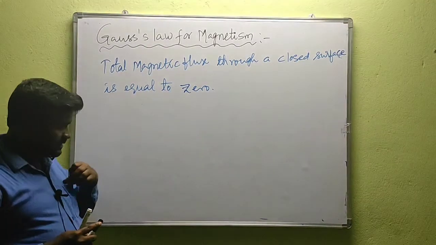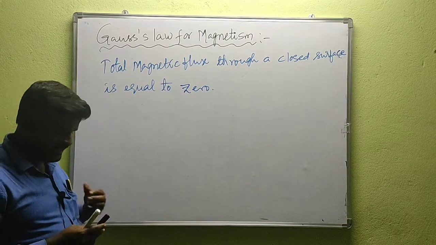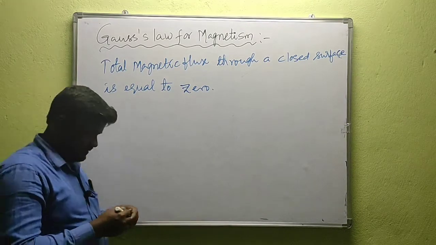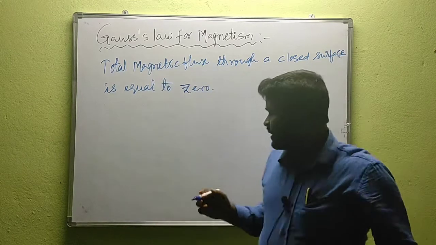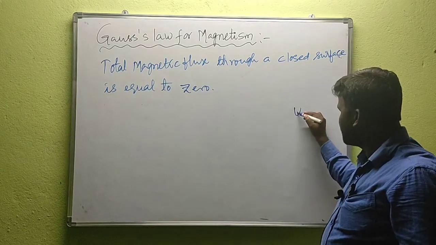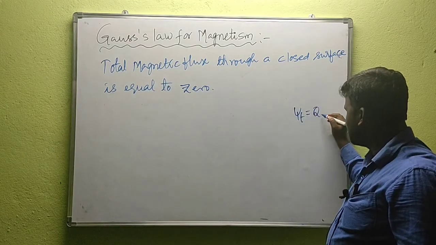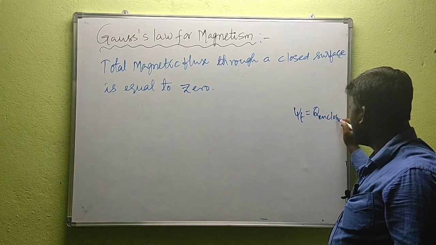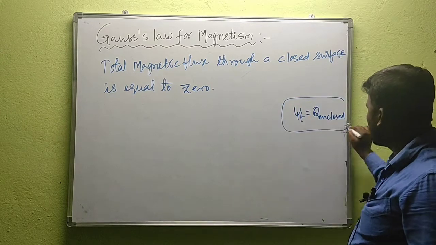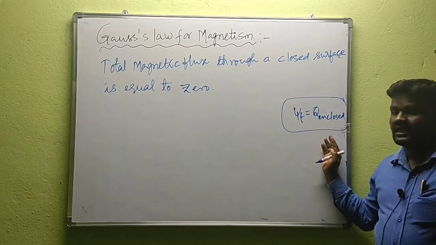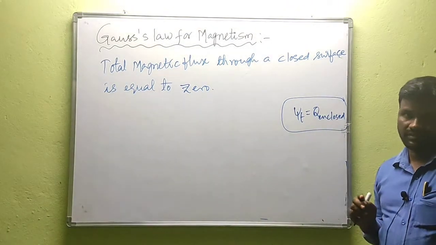We already discussed Gauss's law for electricity. It is given by psi t equal to Q enclosed. That means the total electric flux through a closed surface is equal to the charge enclosed by that volume.